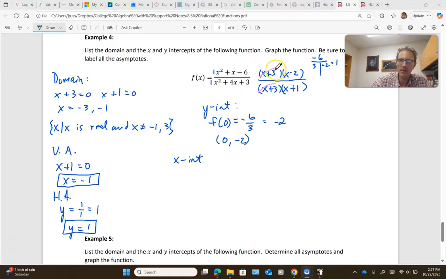Okay, so I'm going to take my numerator, set it equal to 0, and solve it for x. However, I'm not taking my original numerator. I'm taking what's left after I simplified it. The only thing I have left in my numerator now is x minus 2. So when I set that equal to 0, I get x is equal to 2. So 2 on the x-axis is where this function will cross. And as an ordered pair, it would be (2, 0). Your x-coordinate is 2.